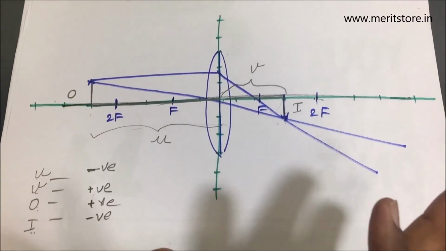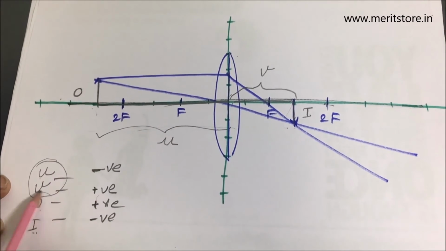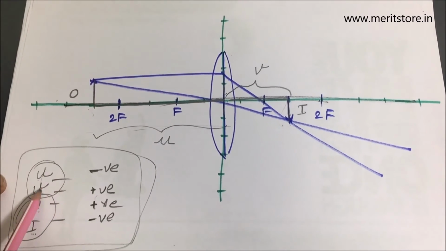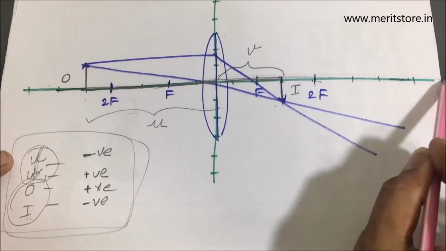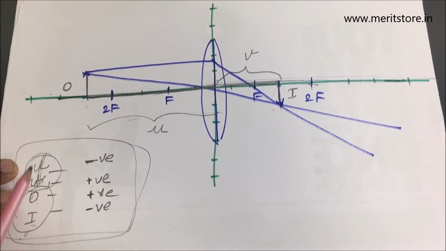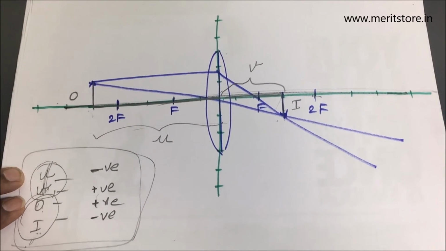Cool? Are you getting a fair idea of what is U, what is V, what is O, what is I, and how you should be checking this? U and V are distance. Distance is always on the x-axis. O and I are height of object and image respectively, and always on the y-axis.